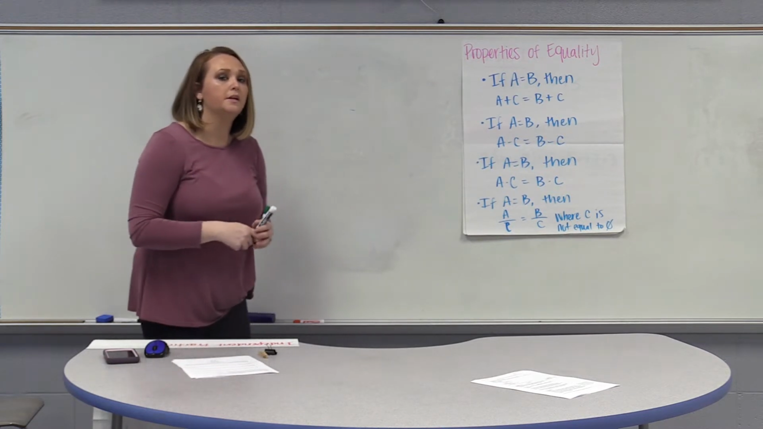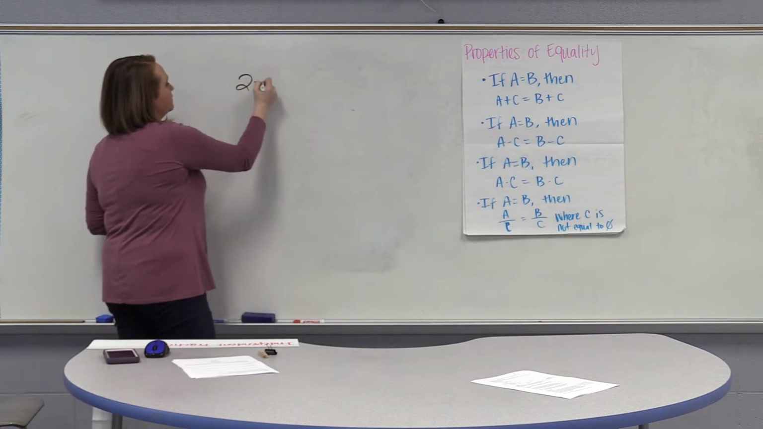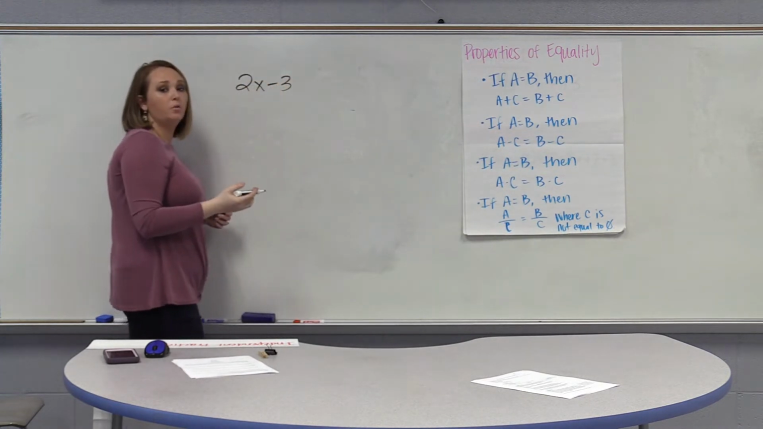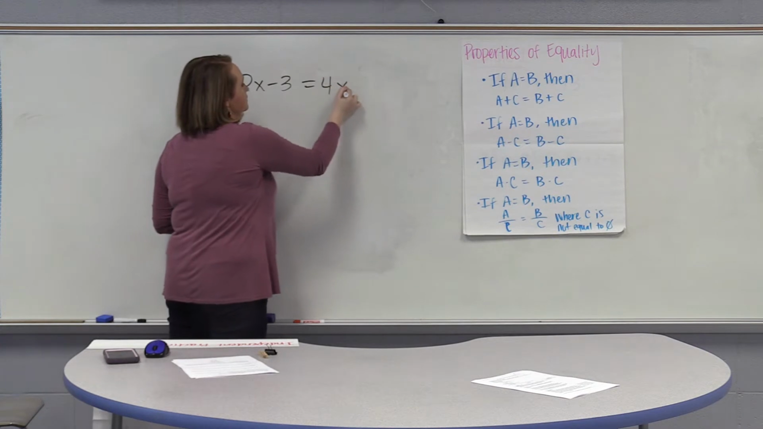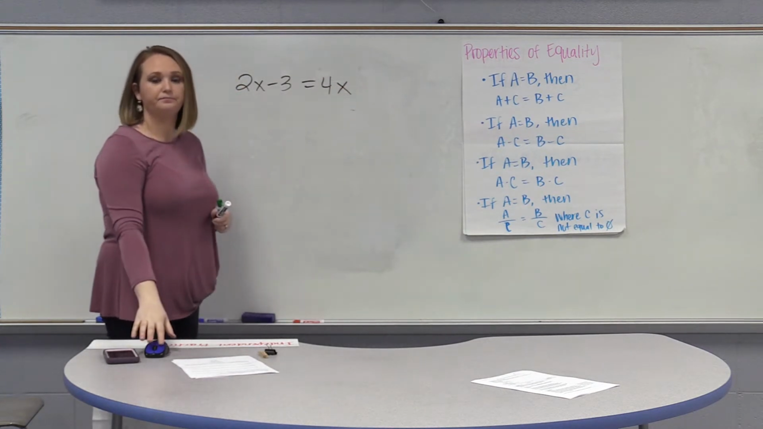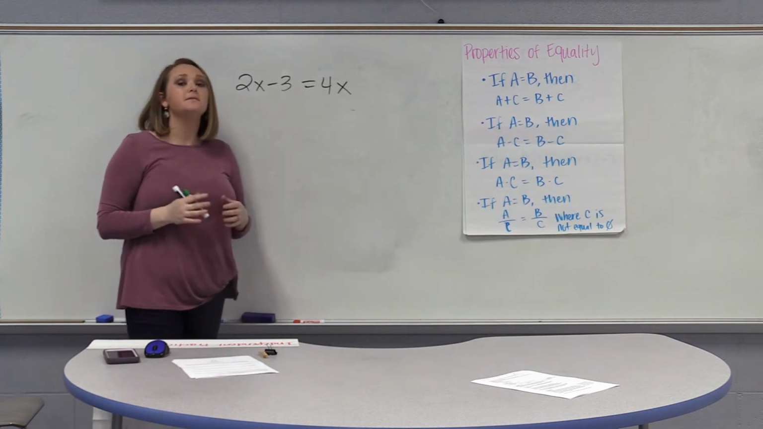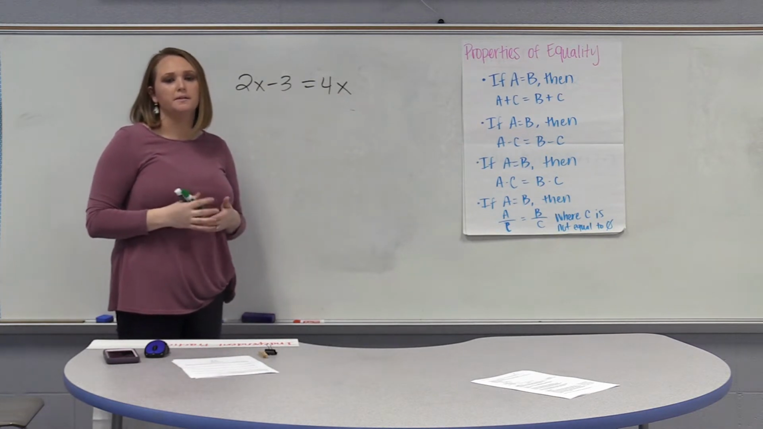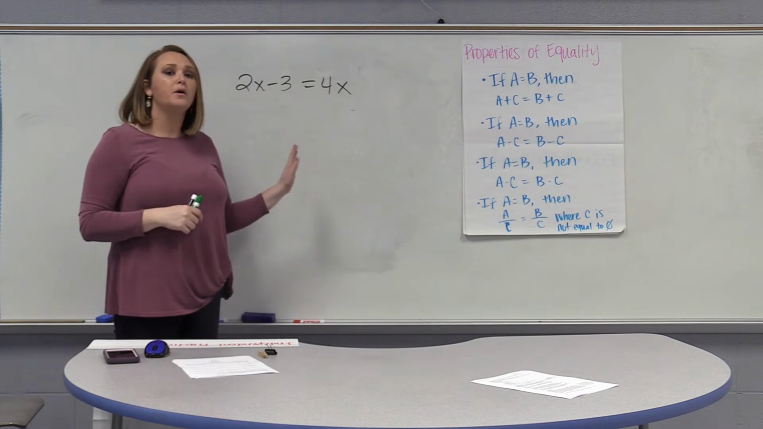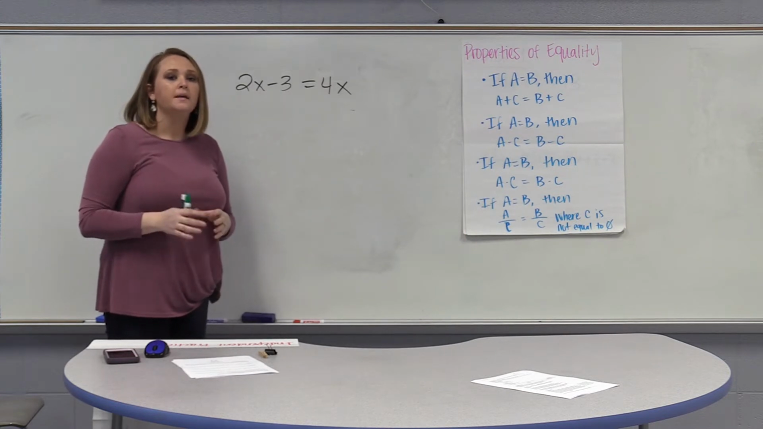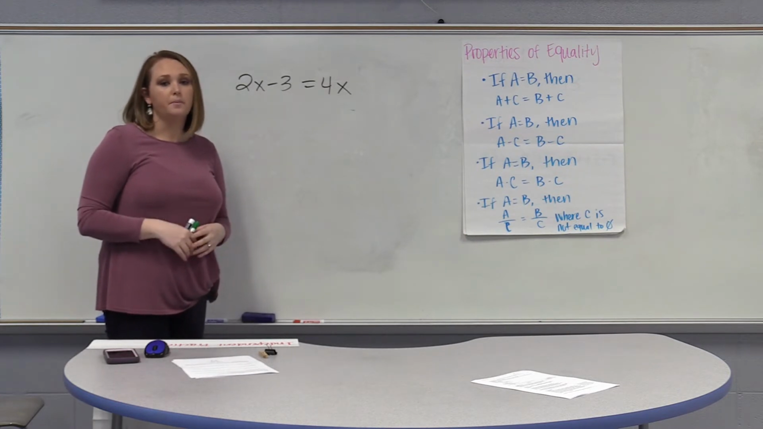Let's solve the linear equation 2x minus 3 is equal to 4x for the number x. Examine the properties of equality by choosing something to add or subtract, multiply or divide on both sides of the equation. Keep in mind there are different potential responses.